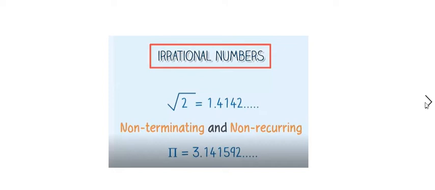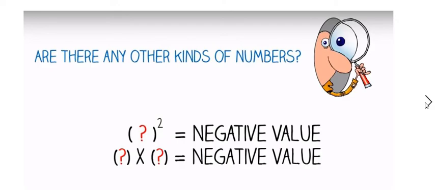One very interesting question comes to mind. Are there any other kinds of numbers? Let me ask you another one. Can you think of numbers that, when squared, result in a negative number? Yes, a number which multiplied by itself gives a negative number.